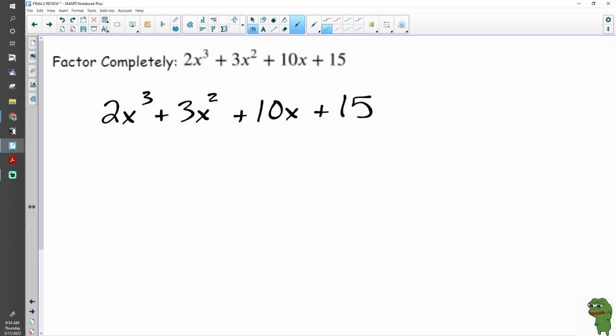The first step in grouping, which we are using because there are 4 terms, is to create 2 groups. We put parentheses around the first 2 terms, and then we put parentheses around the second 2 terms. Our first group is 2x to the third plus 3x squared. This is group 1. Our second group is 10x plus 15. This is our group number 2.